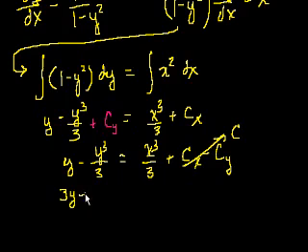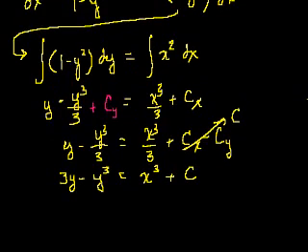And you get 3y minus y to the third is equal to x to the third plus, well, I could write 3c here, but once again, c is an arbitrary constant, right? So 3 times an arbitrary constant is just another arbitrary constant. So I'll write the c there. And there you have it. We have solved this differential equation.